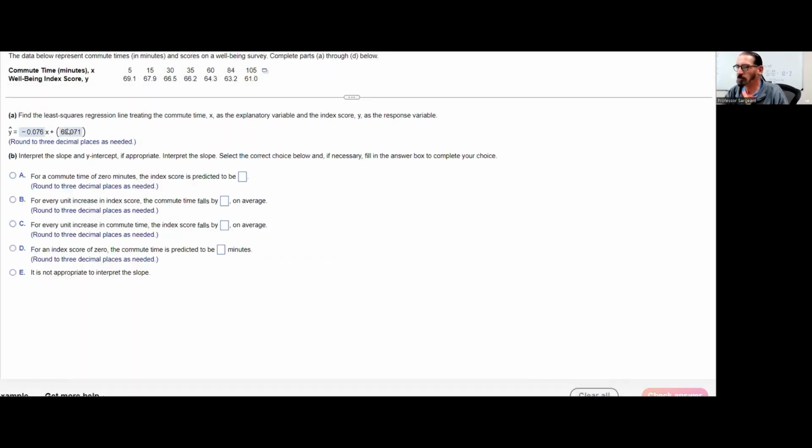And it's good. So interpret the slope and y-intercept. The negative slope is telling us that as we look left to right, things are decreasing. More specifically, since X was the commute time, for each 1 minute of commute time, you're going to see a decrease in well-being of 0.076.